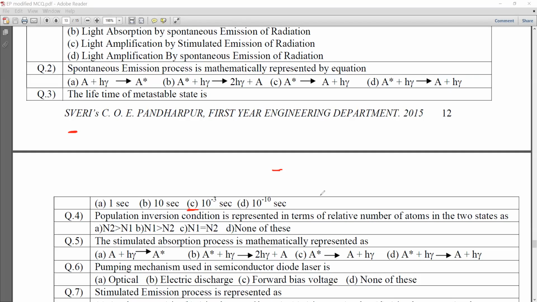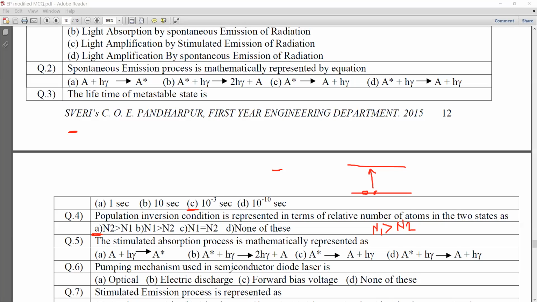10⁻³. Yes. The next, population inversion condition is represented in terms of the relative number of atoms in the two states as population inversion. Option A. Correct. What did I first say? In equilibrium condition, N1 is greater than N2. N1 means the lower atoms, N2 means the upper atoms, so initially the lower ones are more. And in population inversion, we achieve the condition N2 is greater than N1. So it is correct.